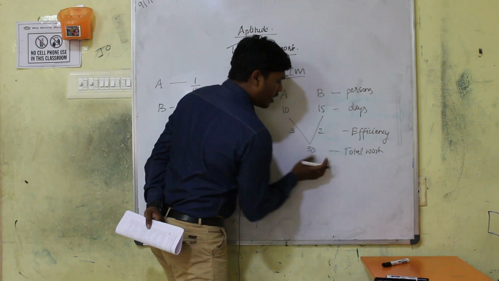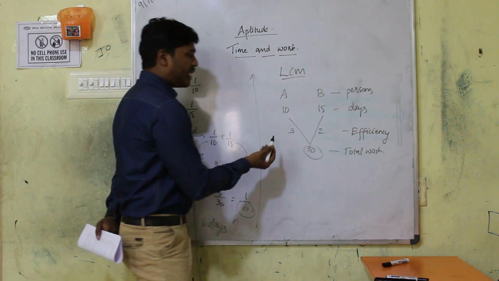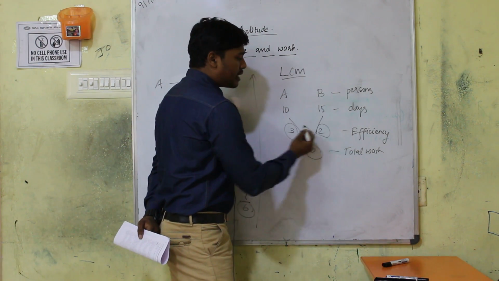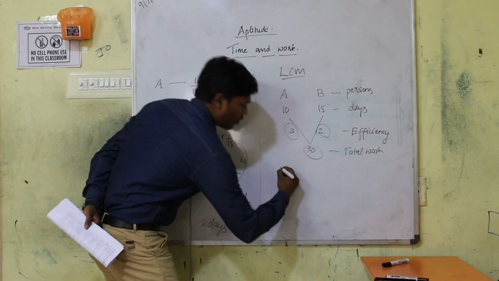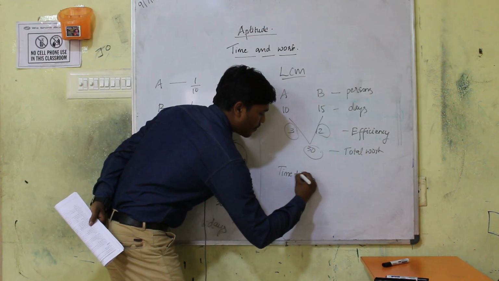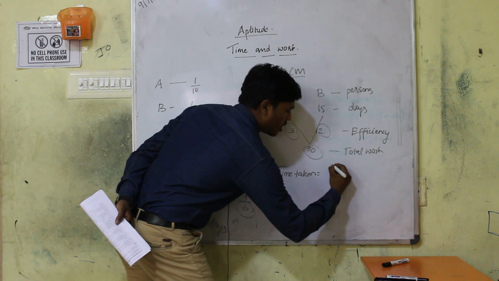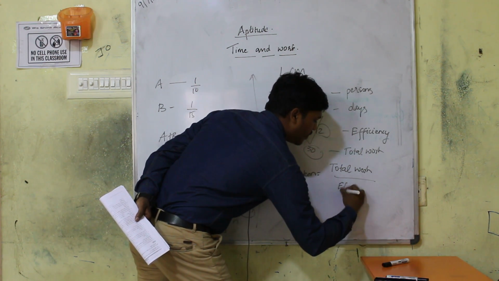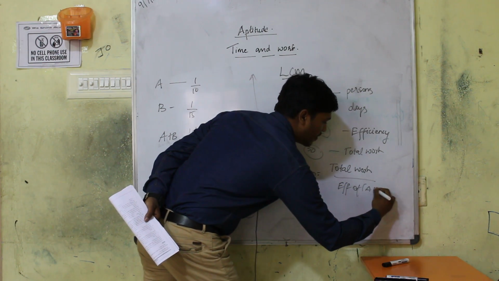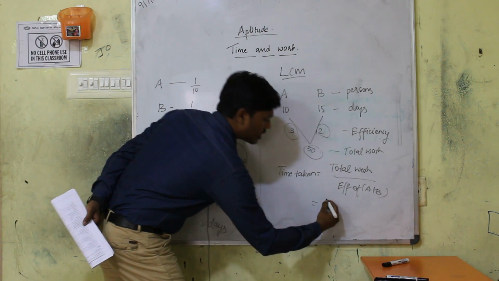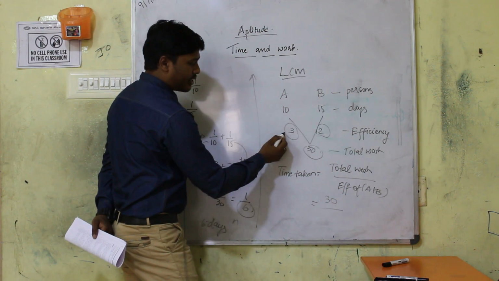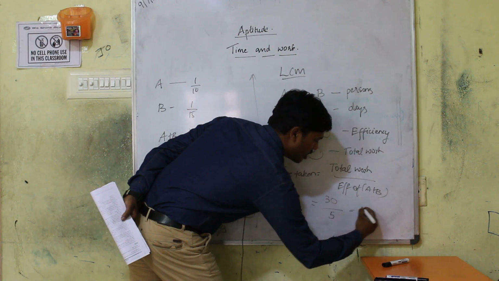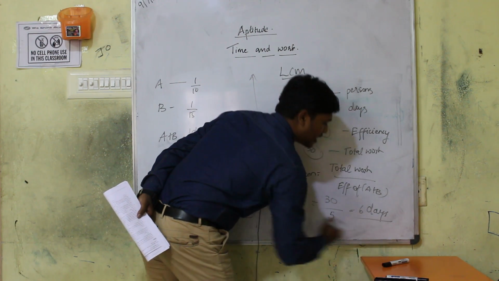In this sum we are assuming 30 as the total work. So in 1 day A can complete 3 parts in 30 and B can complete 2 parts in the total 30 work. So the formula is time taken equals total work by efficiency of A and B, since both of them are working. So total work is 30. Efficiency of A is 3 and efficiency of B is 2. When we add, we get 5. So A and B can complete the piece of work in 6 days.